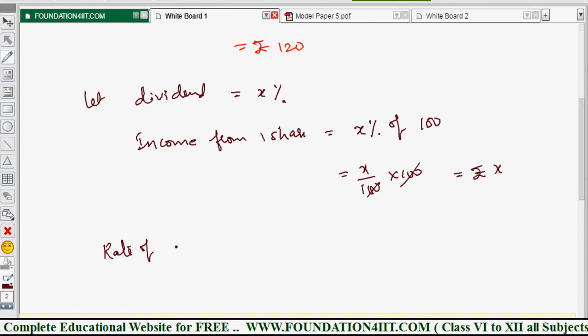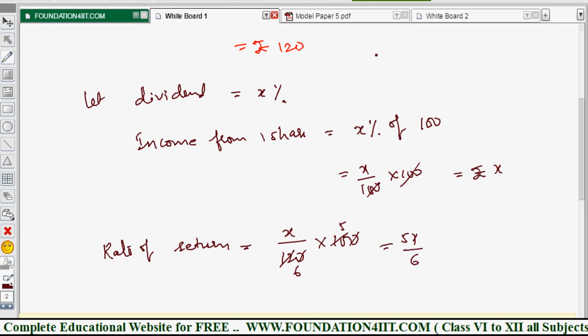So rate of return. Rate of return is income from one share by market value into 100. Formula: income from one share by market value. Income from one share is x, market value is 120, into 100. The zeros cancel, 5 and 6. That is 5x by 6.